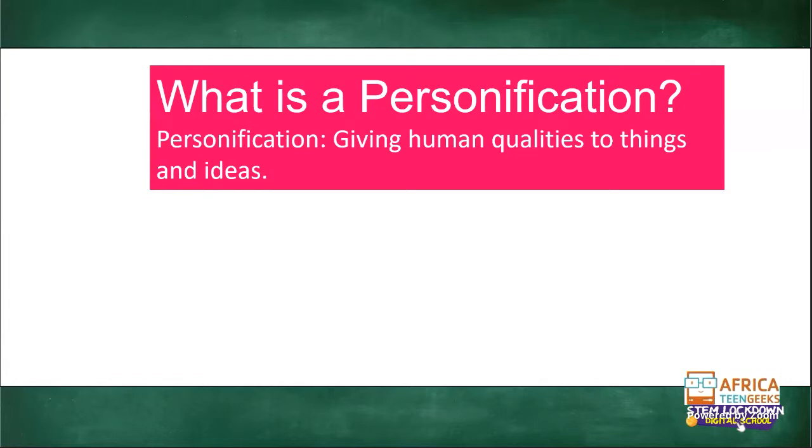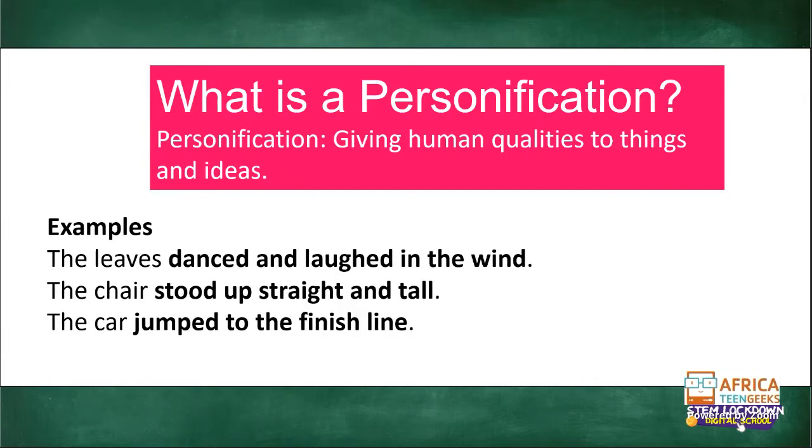Now we go to personification, giving human qualities to things and ideas. And that is when we could say the wind dances, or the sun, the moon smiles. The leaves danced and laughed in the wind. The chair stood up straight and tall. The car jumped to the finish line. So you can see that those things were all given human qualities, because chairs can't stand up straight and tall, and leaves can't dance, but when we give them human qualities, then that's how we describe it.